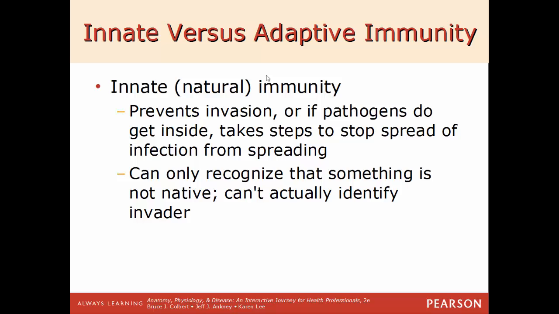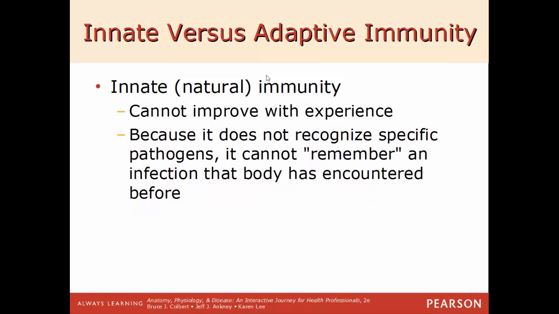Now, this type of immunity can only recognize something that is not native to you. It can't identify foreign invaders. It just sees what is you and what is not you. That's something that does not get better with experience or over time. It's what you're born with, so what you have when you're born is what you have. This can't be improved upon.